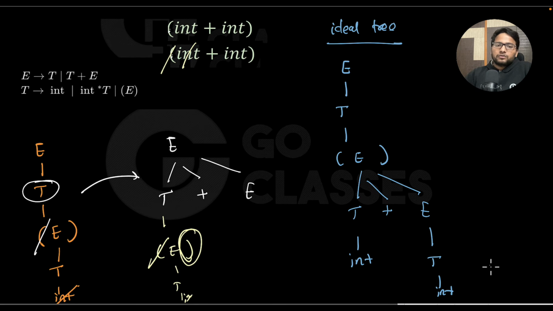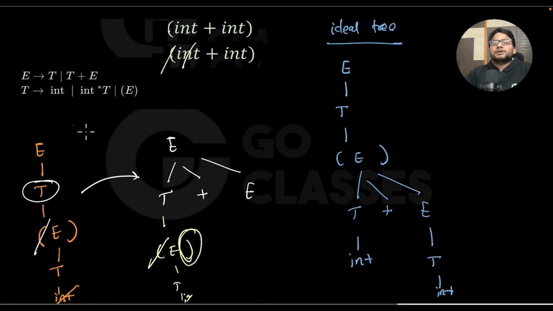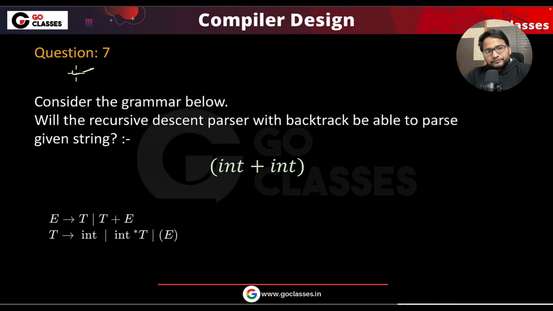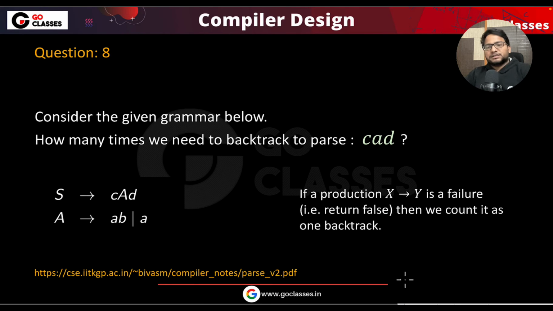So that's how you can do this question. This is a very, very interesting question where the string is in the language, but still you are not able to parse. I mean, the recursive descent parser with backtrack is not able to parse, right? So a very good question, I will say. Okay, cool. So let's move to the next question.